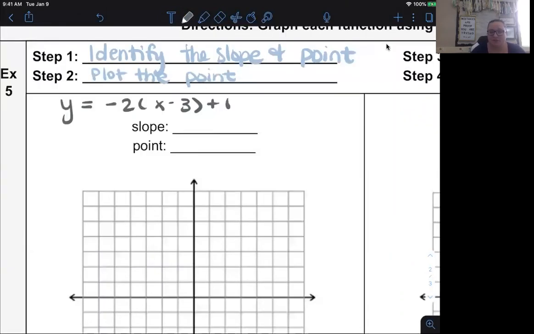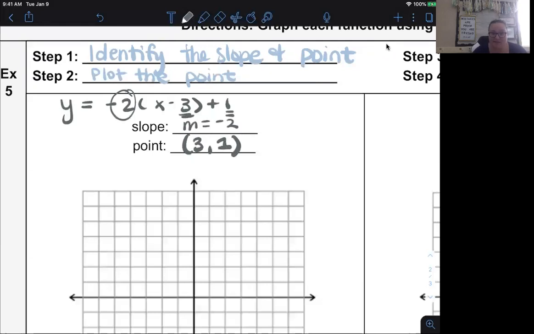So the first equation that we're going to graph is y equals negative 2 times x minus 3 plus 1. Remember, step 1 is to identify the slope and the point. So my h and my k would be 3 and 1. So my point is 3, 1. And my slope is negative 2. So m equals negative 2.